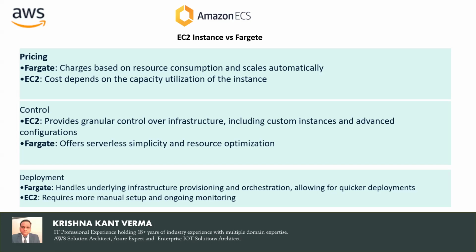Deployment: Fargate handles underlying infrastructure provisioning and orchestration, allowing for quicker deployments. So in the case of Fargate, the deployment and orchestration are quite easy for containerized applications. EC2 requires more manual setup and ongoing monitoring. As we discussed, with EC2 we need to do the administration and manual activities if we go with the EC2 launch type for ECS. So that was about pricing, control, and the deployment process.